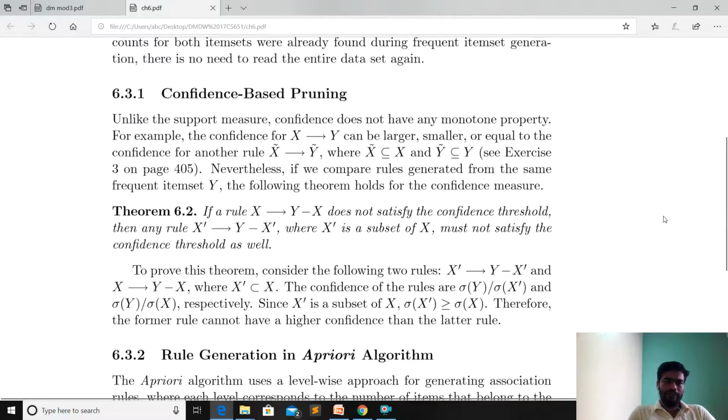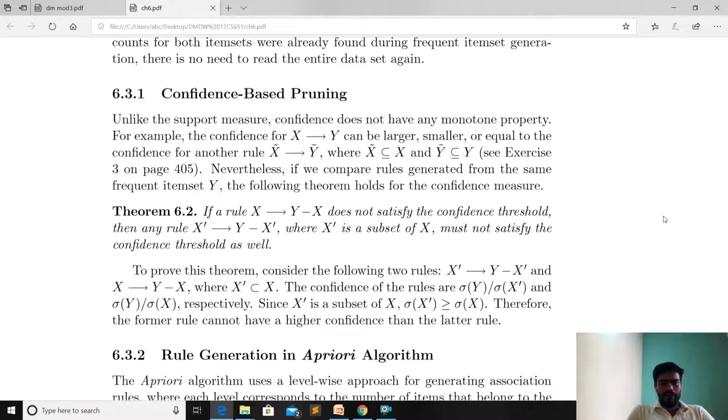So, now confidence-based pruning. Unlike the support measure, confidence does not have the anti-monotone property. As you know, support has the anti-monotone property, but confidence does not. For example, the confidence of X implies Y can be larger, smaller or equal to the confidence of another rule X' implies Y', where X' is a subset of X and Y' is a subset of Y.